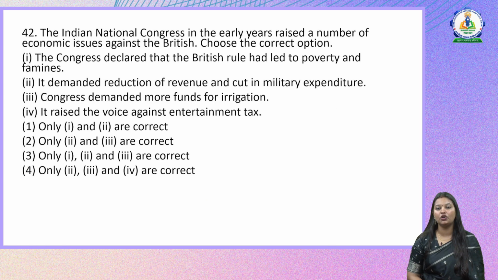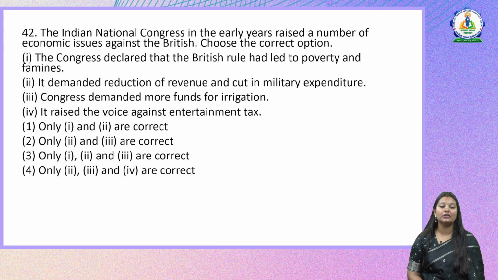The Indian National Congress in the early years raised a number of economic issues against the British. Choose the correct option here. The Congress declared that the British rule had led to poverty and famines. It demanded reduction of revenue and cut in military expenditure. Congress demanded more funds for irrigation. It raised the voice against entertainment tax.